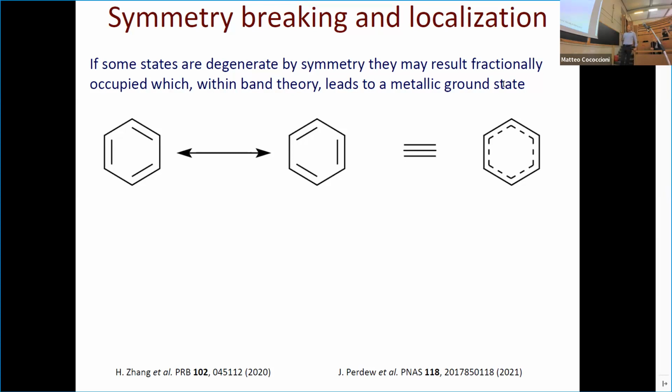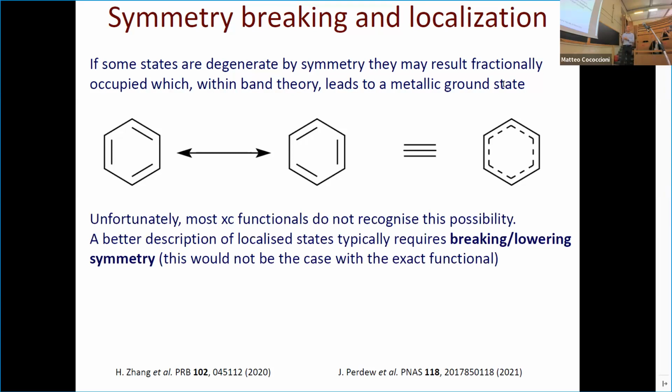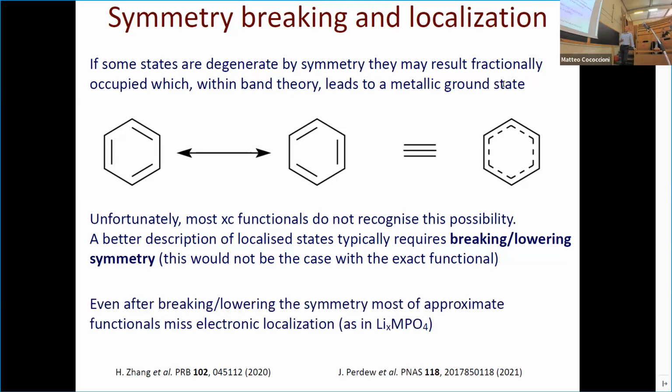What this means is that in cases where you get a sort of metallic reference by symmetry, it doesn't mean that the system is really metallic. It might be the resonance, as you can say, between different localized configurations. Now, for an approximate functional, it's very difficult to recognize this kind of situation, whether a ground state that looks metallic is really metallic rather than a combination of more localized ground states. And that's what makes the use of approximate functionals problematic for these so-called strongly correlated materials.